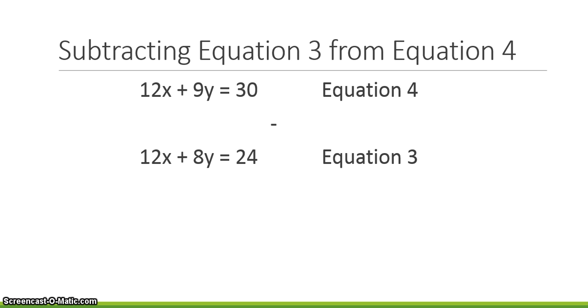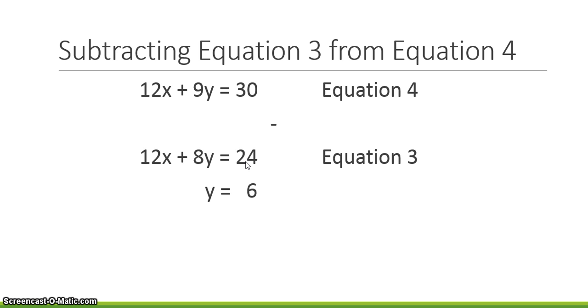So let's see how that looks. Here is my new equation 4. Here is my new equation 3. I'm going to take away equation 3 from equation 4. 12x minus 12x gives me 0. They cancel out. 9y minus 8y gives me 1y. 30 minus 24 gives me 6.